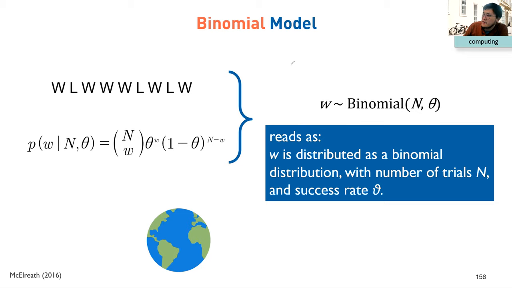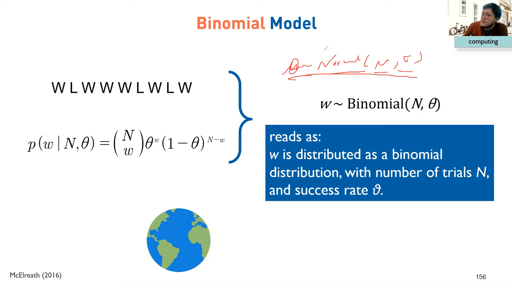We say, well, we have a parameter mu and it follows a normal distribution. And maybe it's not mu, it's theta, mu, sigma, okay. So how to read it is the same thing. Theta is distributed as a normal distribution with the location parameter mu and a scale parameter sigma, or standard deviation parameter sigma, same thing.